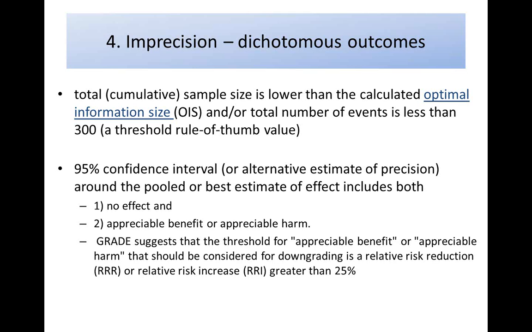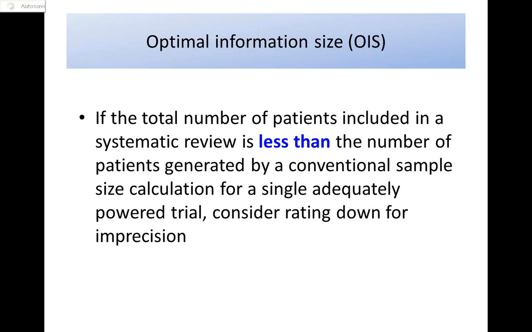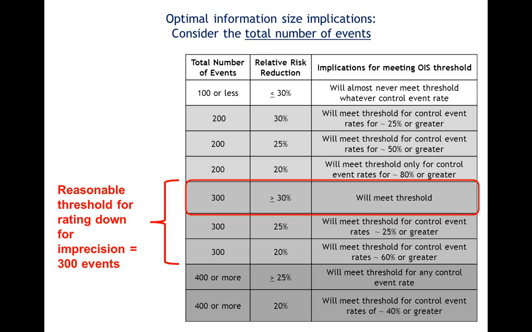Then we talk about whether the 95% confidence interval crosses the no effect line, appreciable benefit or harm, and the line of appreciable benefit or harm is set at a relative risk reduction or relative risk increase of 25%. How do we calculate the optimal information size? It's basically the same as a normal power calculation if you were doing one trial and wanted to know how large to make the trial based on your estimated effect size. So where does this 300 events come from?